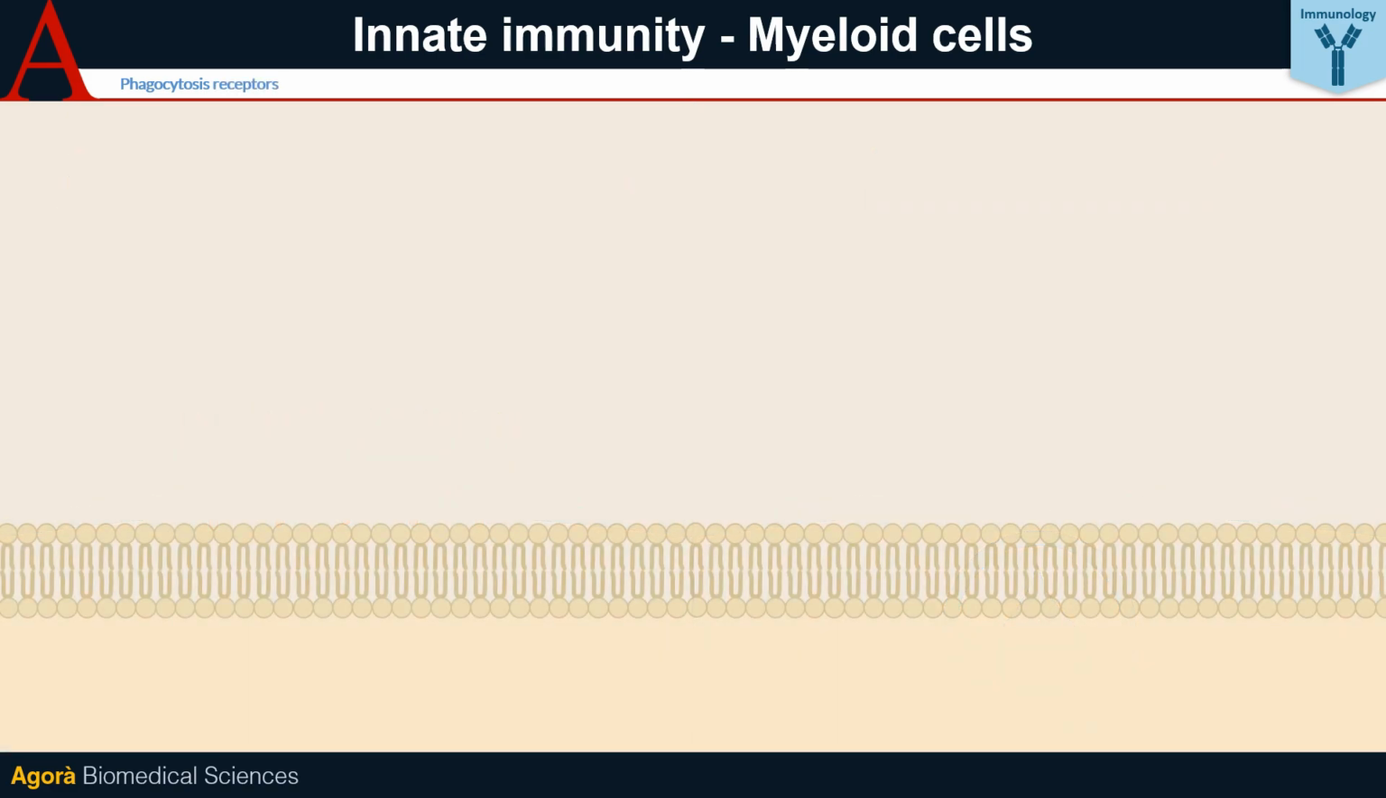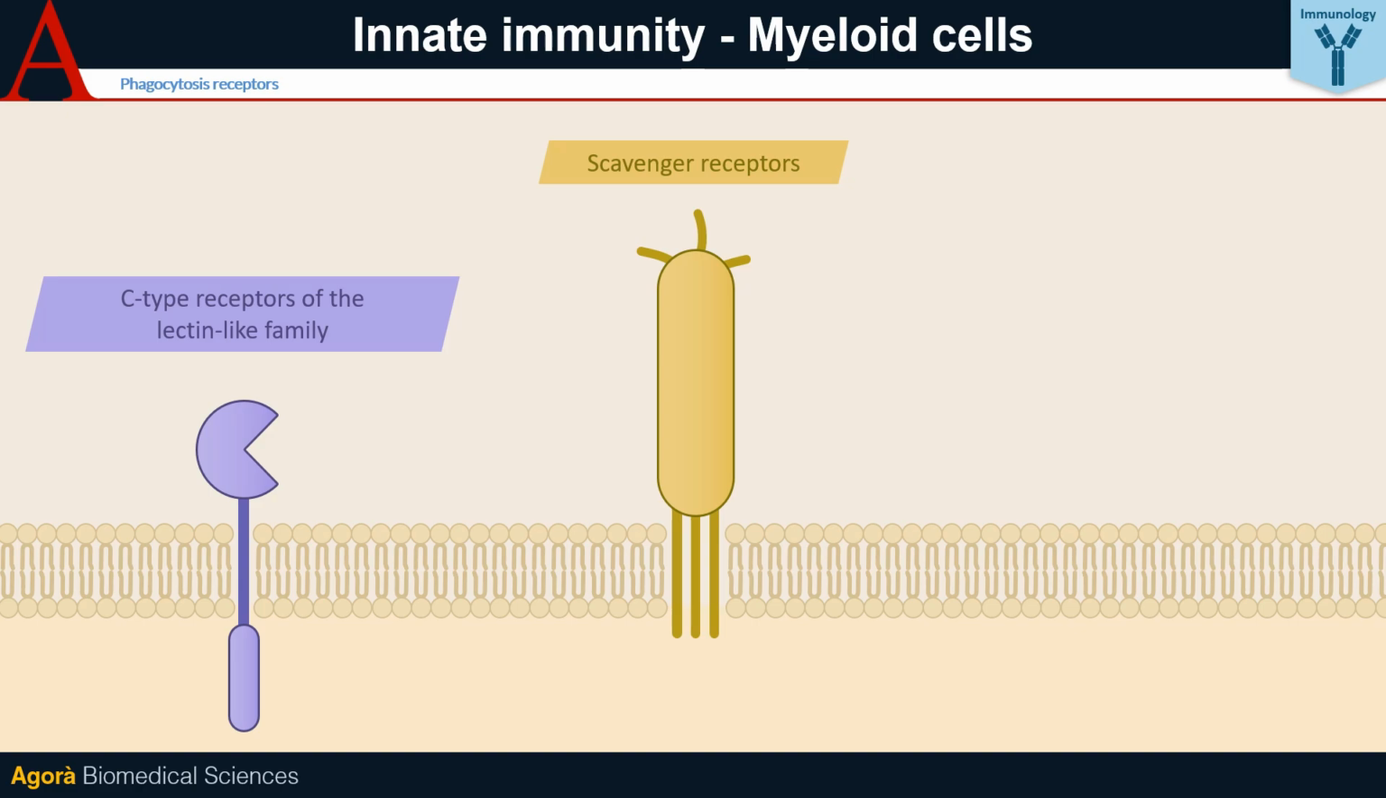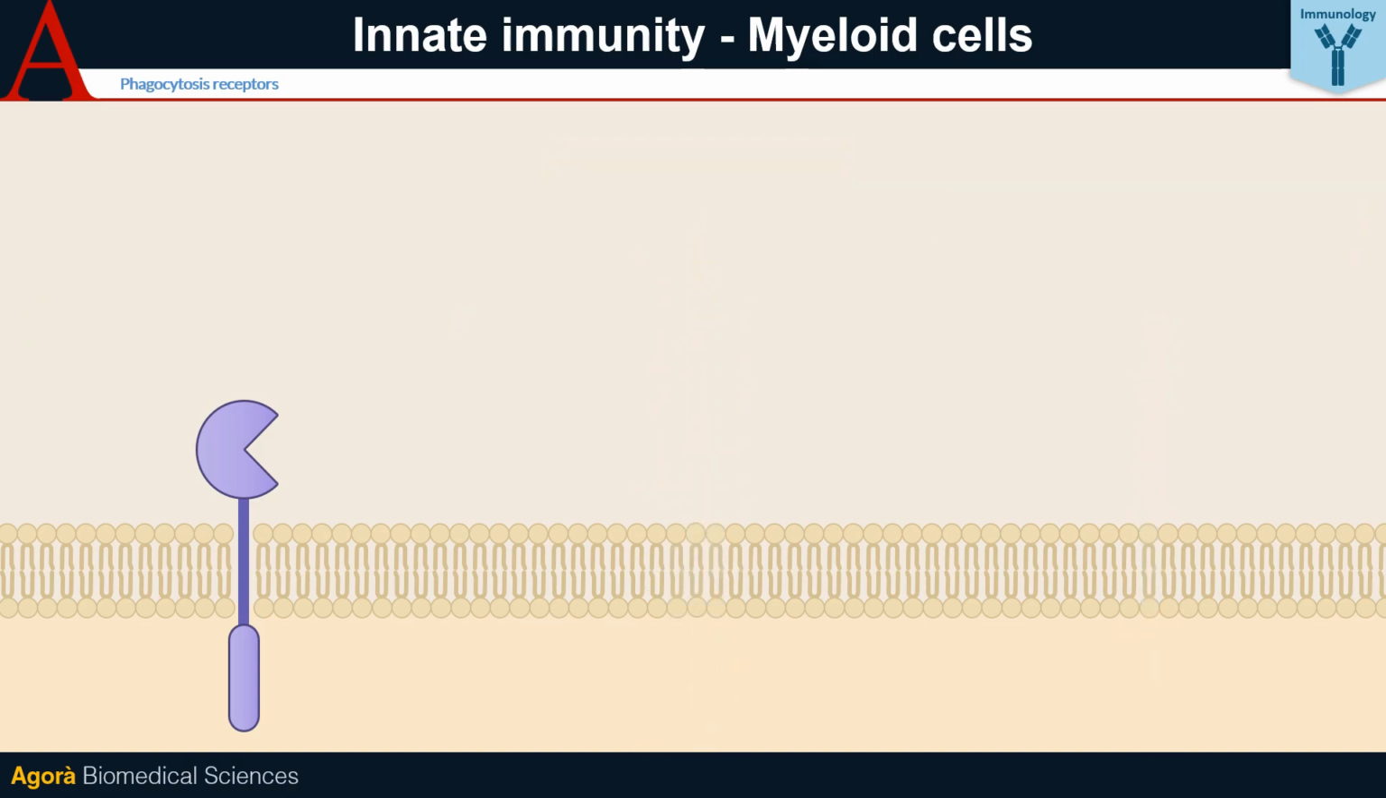But how do phagocytes recognize pathogens and phagocytose them? What are the receptors involved in this process? We distinguish three groups of phagocytosis receptors. 1. C-type receptors of the lectin-like family, so called because they have one or more CTLDs, C-type lectin-like domains, containing a CRD, carbohydrate recognition domain. 2. Scavenger receptors, 3. complement receptors, and immunoglobulin Fc fragment receptors. The first group includes dectin-1 and the mannose receptor.